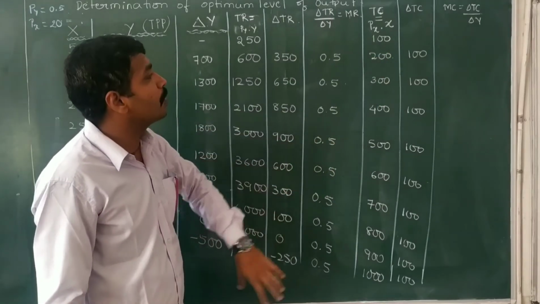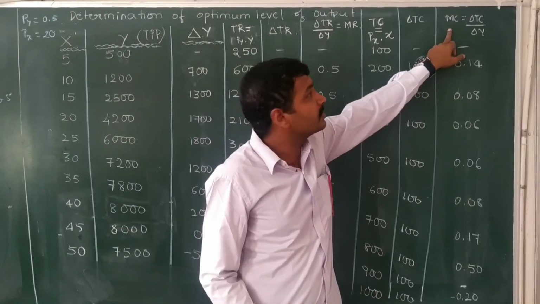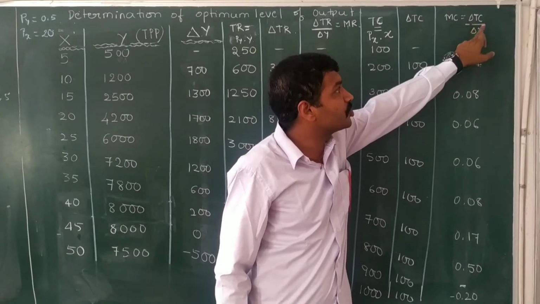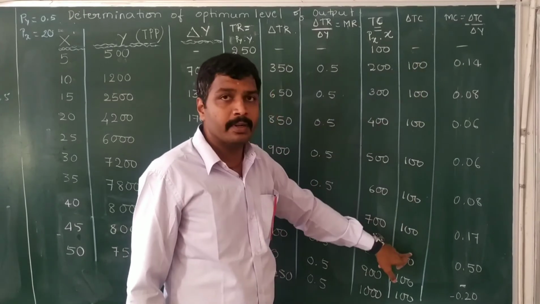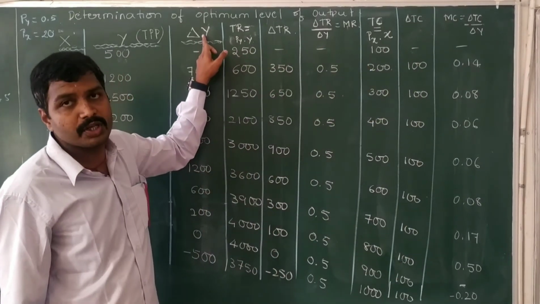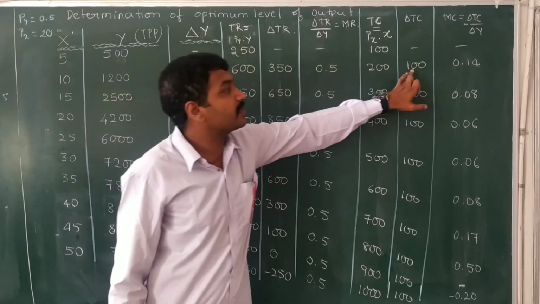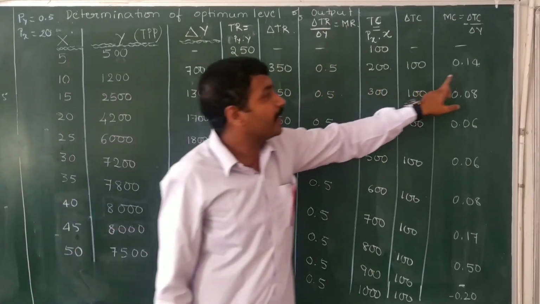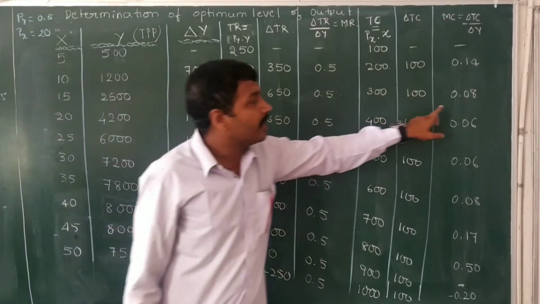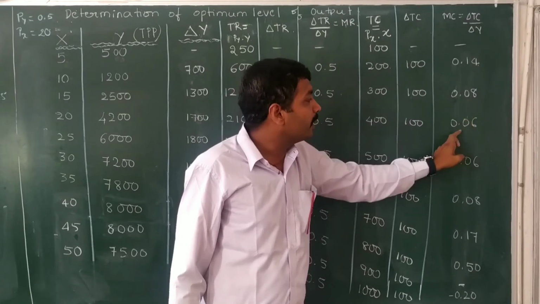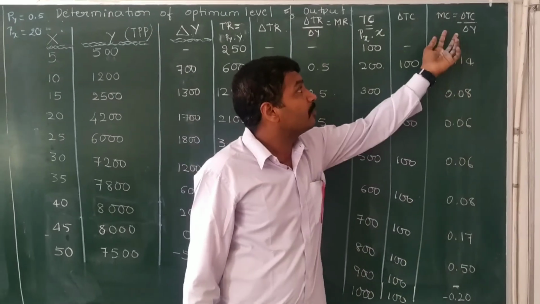Okay, the last step here is you need to determine MC, which is the ratio of change in total cost to the change in total output. Change in total cost you have determined. Change in total output is already there with you. Now you need to take the ratio of change in total cost to the change in total output. That is 100, you need to divide it by 700, the value of which is 0.14. Similarly, 100 divided by 1300 gives 0.08. If you repeat the procedure for the rest of the observations, it will give you MC.